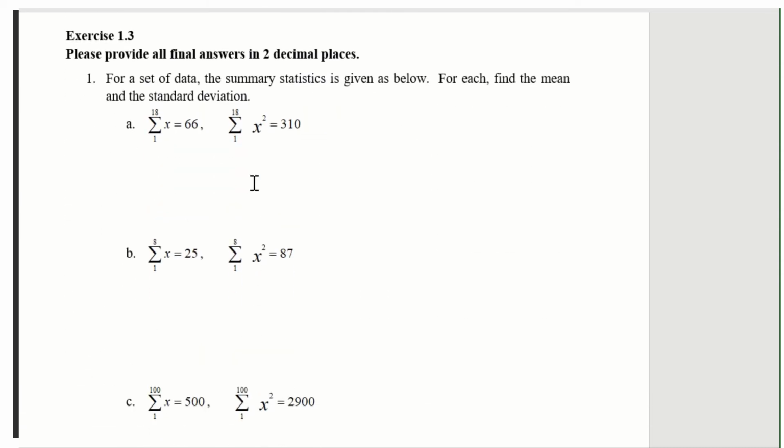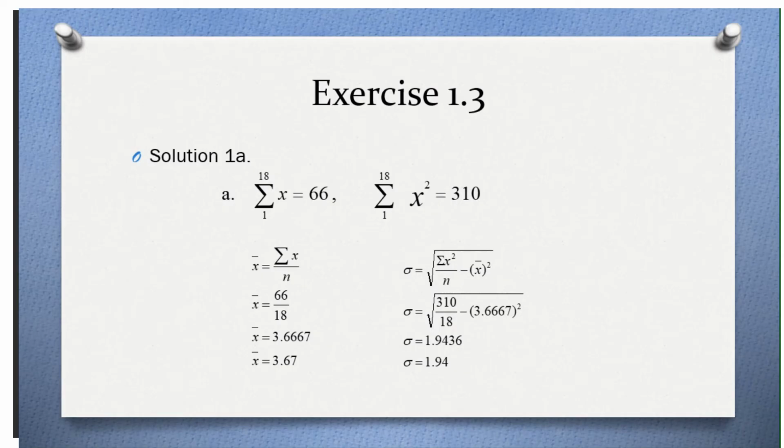Okay, 1.3 should be pretty straightforward, isn't it? This is data 1 to data 18. I already explained to you how to find mean. 66 divide 18. So I have the working here for you. 66 divide 18, that is your mean.